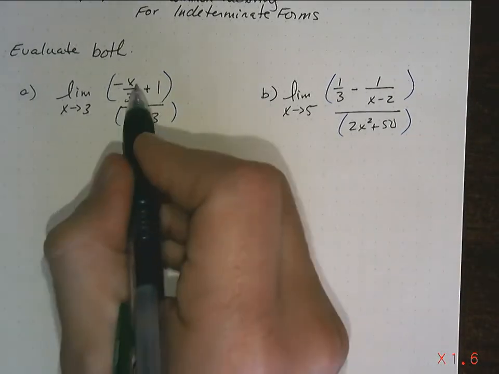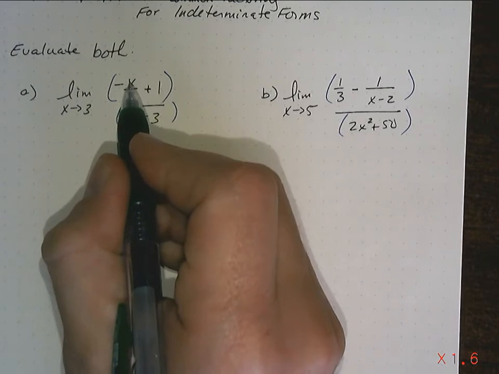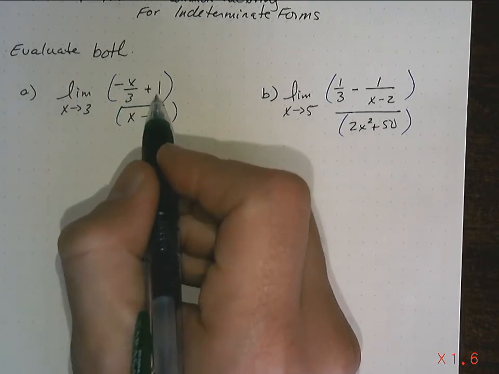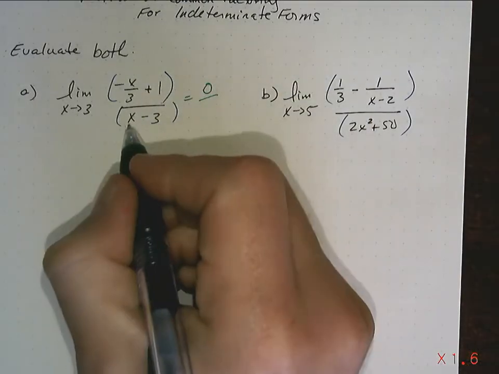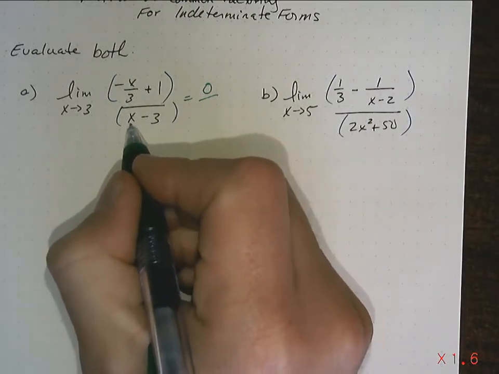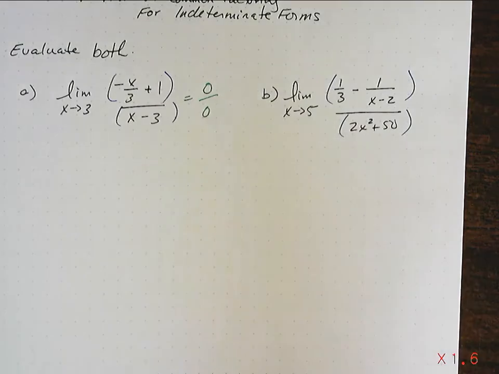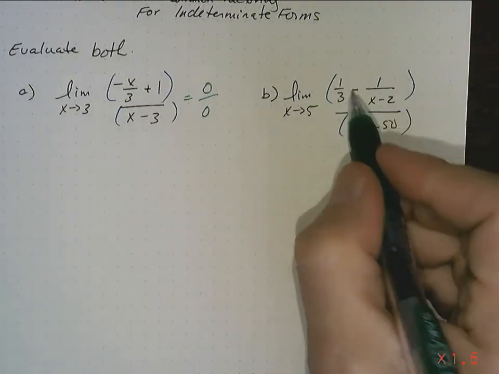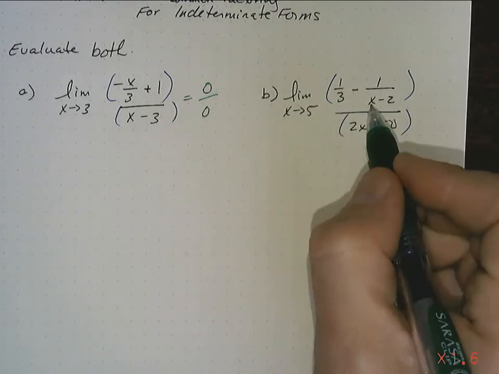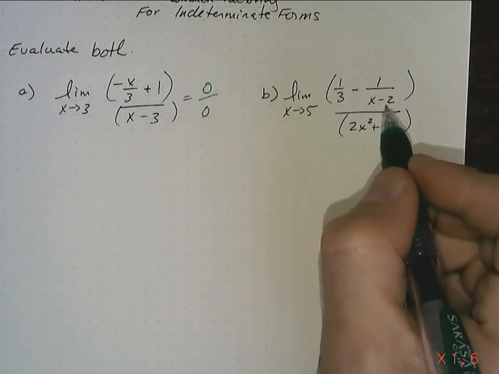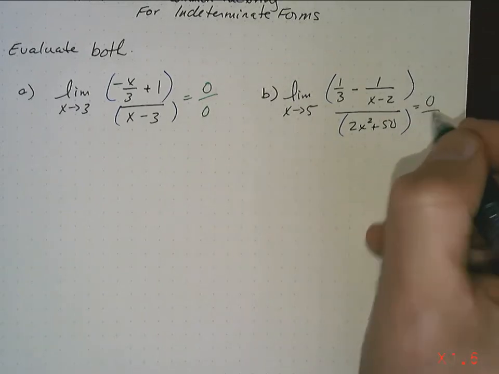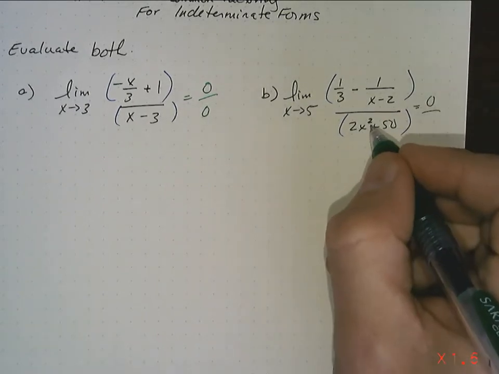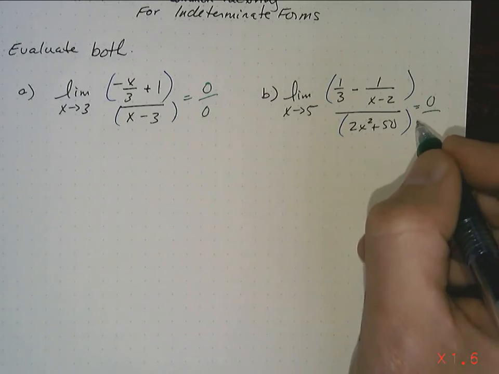So as x approaches 3 in this one, this goes to negative 3 over 3, which is negative 1, plus 1, which is 0 on top, which in and of itself is not a bad thing. But couple that with a 3 minus 3 on the bottom, now we're in trouble. We have indeterminate form. The same thing happens over here. As x approaches 5, 5 minus 2 is 3, so it's 1/3 minus 1/3, which is 0. And the bottom is 5 squared, which is 25, times 2 is 50.